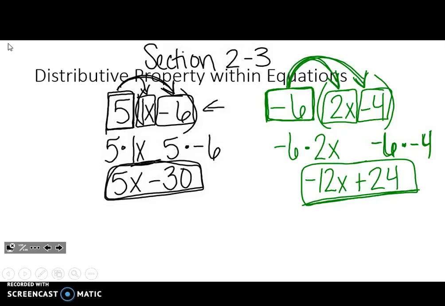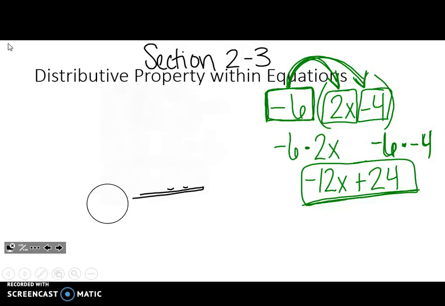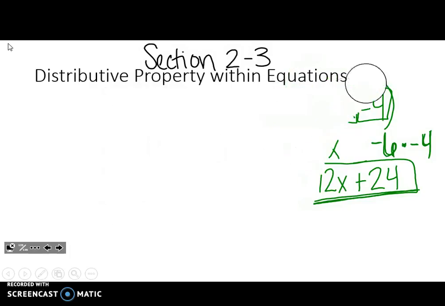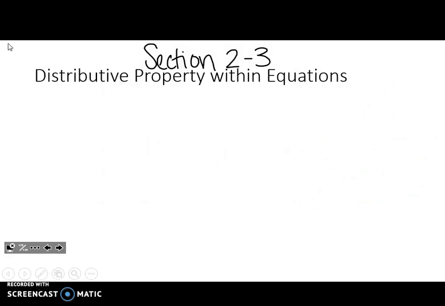Distributive property should be a review from last year. Now we're going to put the distributive property within equations. So last week we had some steps when walking through equations. So step 1 is now going to be to distribute first. So step 1 is always going to be to distribute if there is a set of parentheses in your math problem.